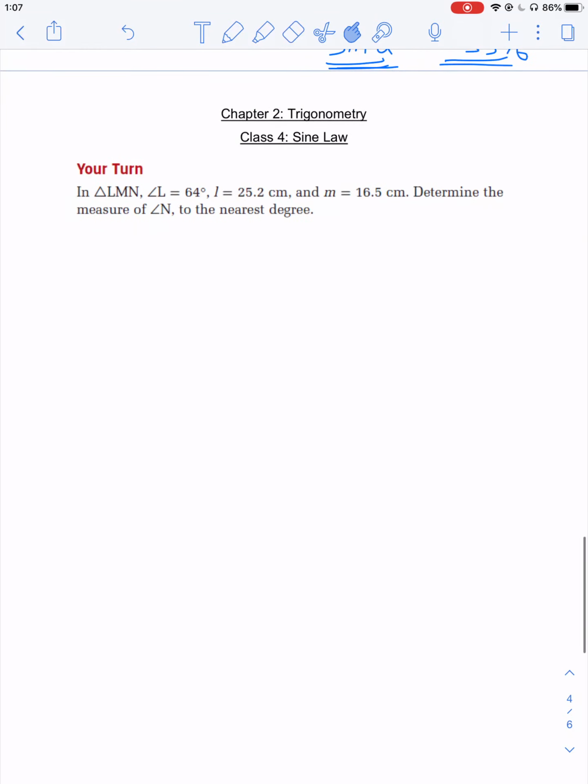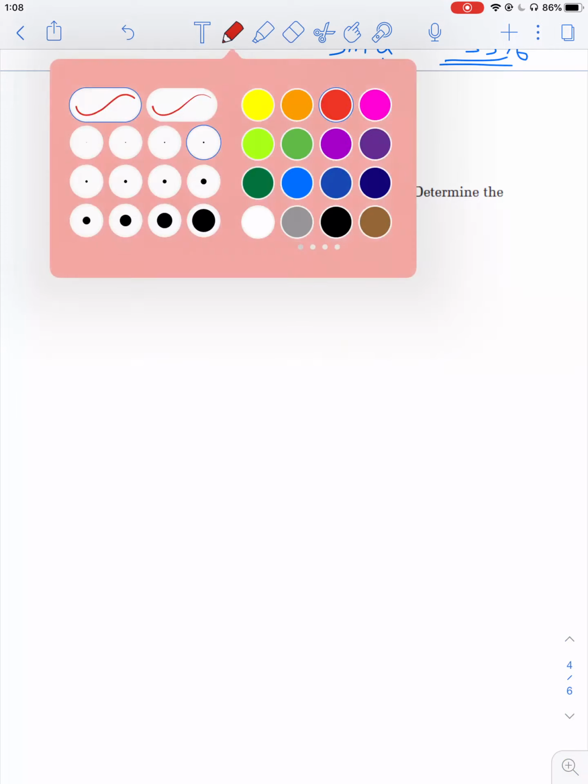I'm going to ask you to do this question. You have triangle LMN, and they're asking you to determine the angle N to the nearest degree. So work this out. Again, draw your triangle however you want to draw it. I'm going to ask you to pause, try this out, and then I'm going to do this. So pause the video.